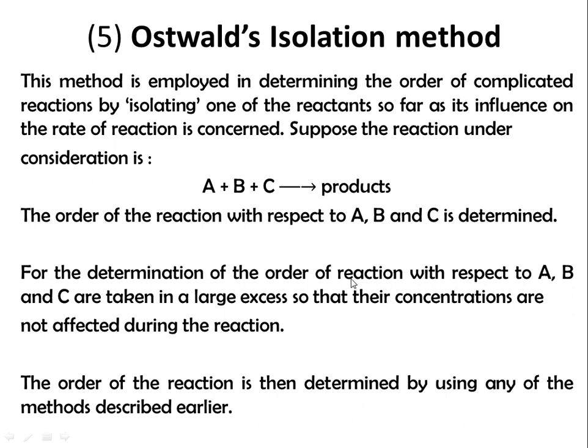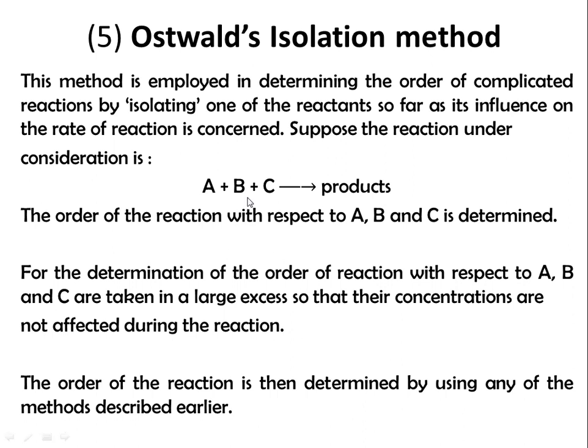For the determination of the order of reaction with respect to A, B and C are taken in large excess so that their concentrations are not affected during the reaction, because at the same time we can't determine the order of reaction using all three reactants in various quantities. So we keep the concentrations of B and C in excess, and the order of reaction with respect to A is determined by any suitable method described earlier, that is the integrated rate equation, graphical method, half-life method or differential method.